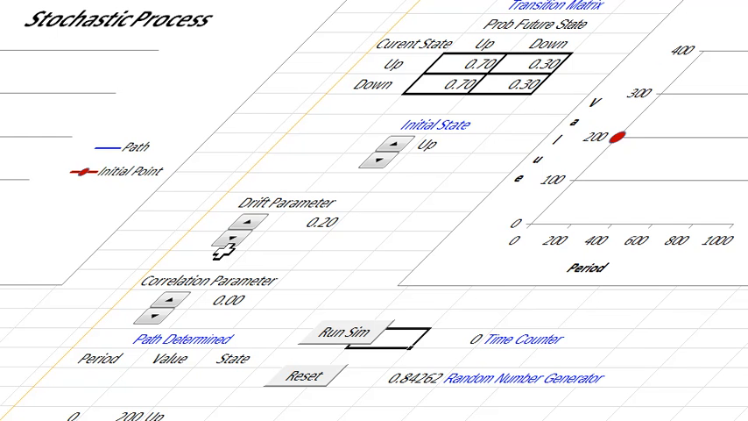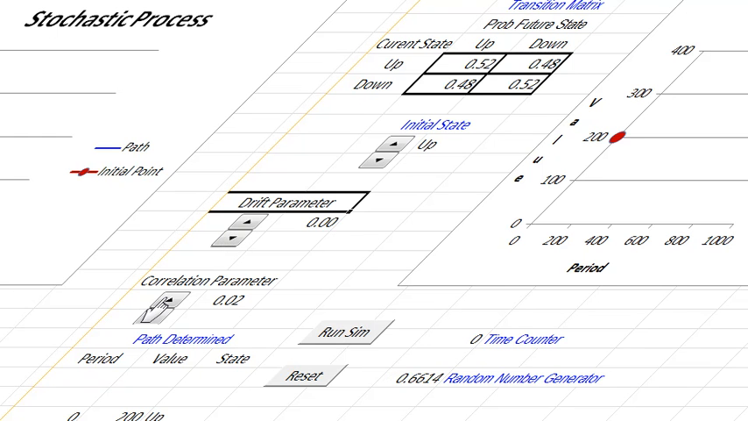If I made the drift parameter 0, let's get it 0, then there's no tendency for it to go up or go down. It'll bounce around a little bit because it has to move, but it has no tendency to go up or go down. And if you make the drift parameter negative, then there's a tendency for it to go down. Let's put the drift parameter back at 0 and see what the correlation parameter does.